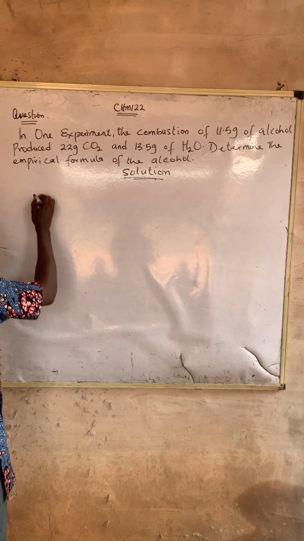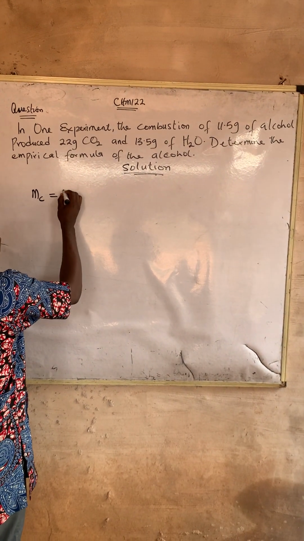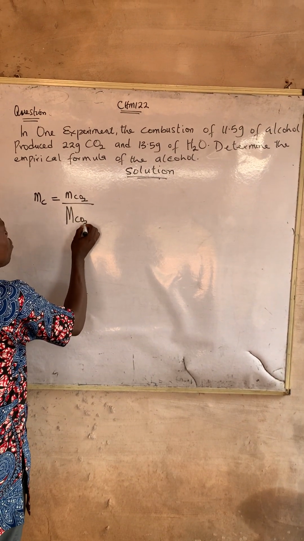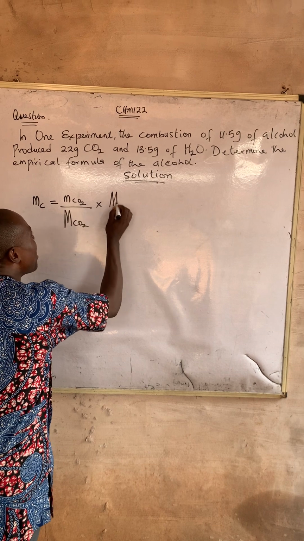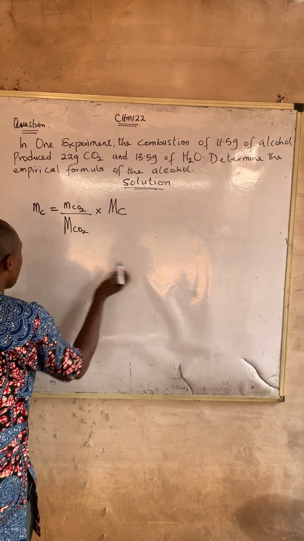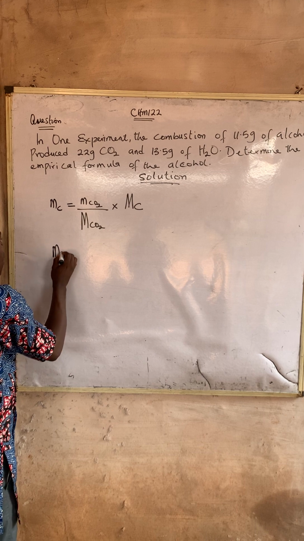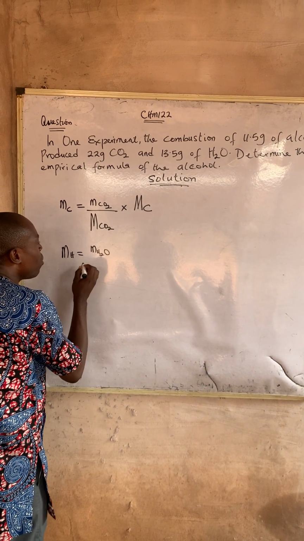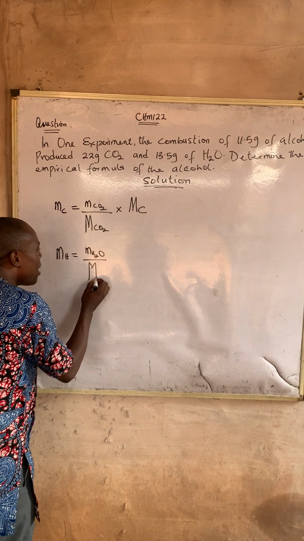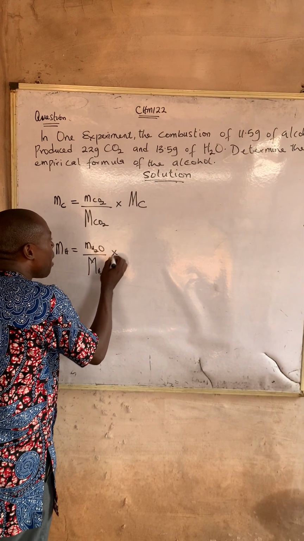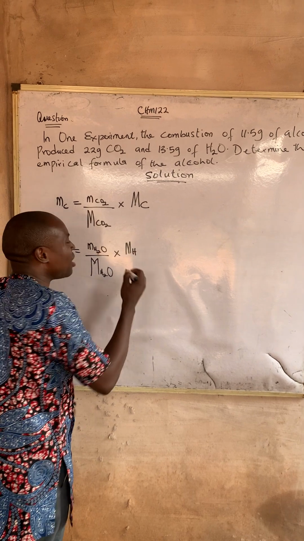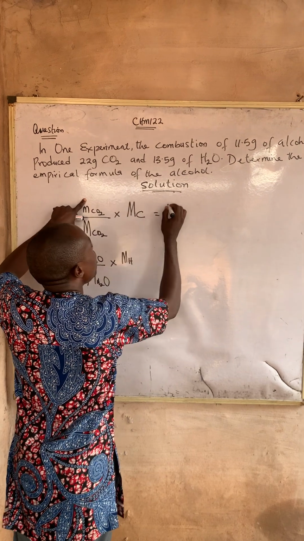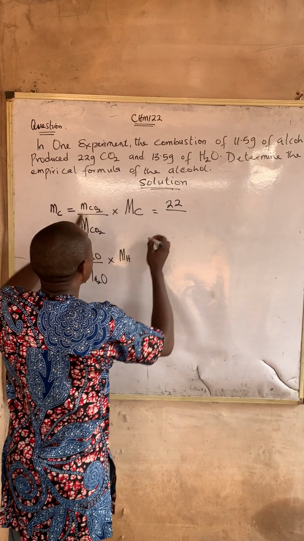Now the mass of carbon is equal to the mass of CO2 over the molar mass of CO2 multiplied by the molar mass of carbon. The same thing again, the mass of hydrogen is equal to the mass of H2O over the molar mass of H2O multiplied by the molar mass of hydrogen in the sample.